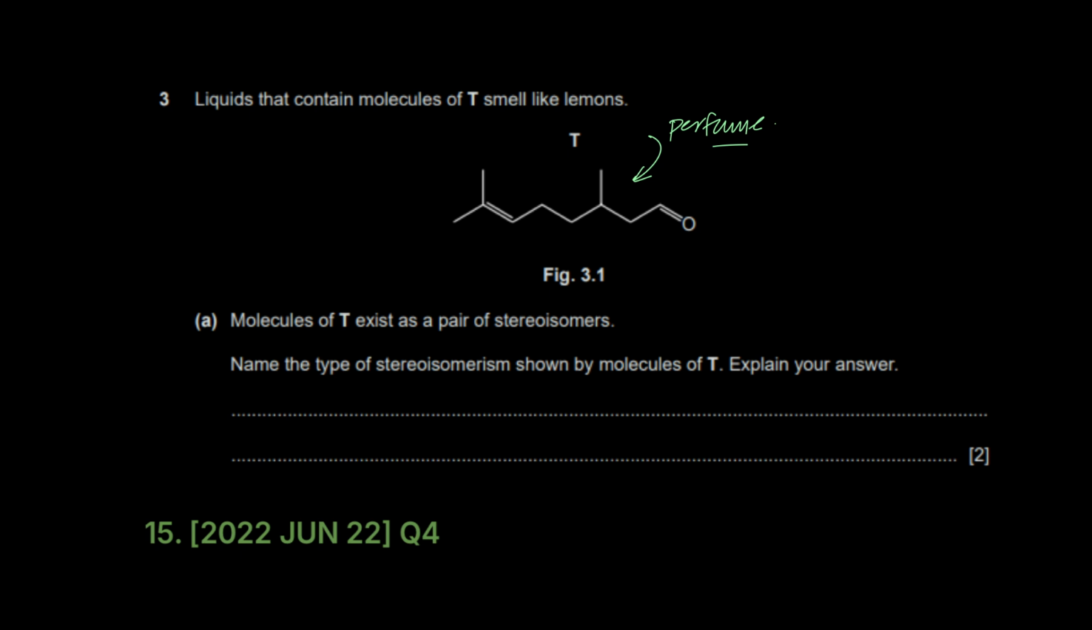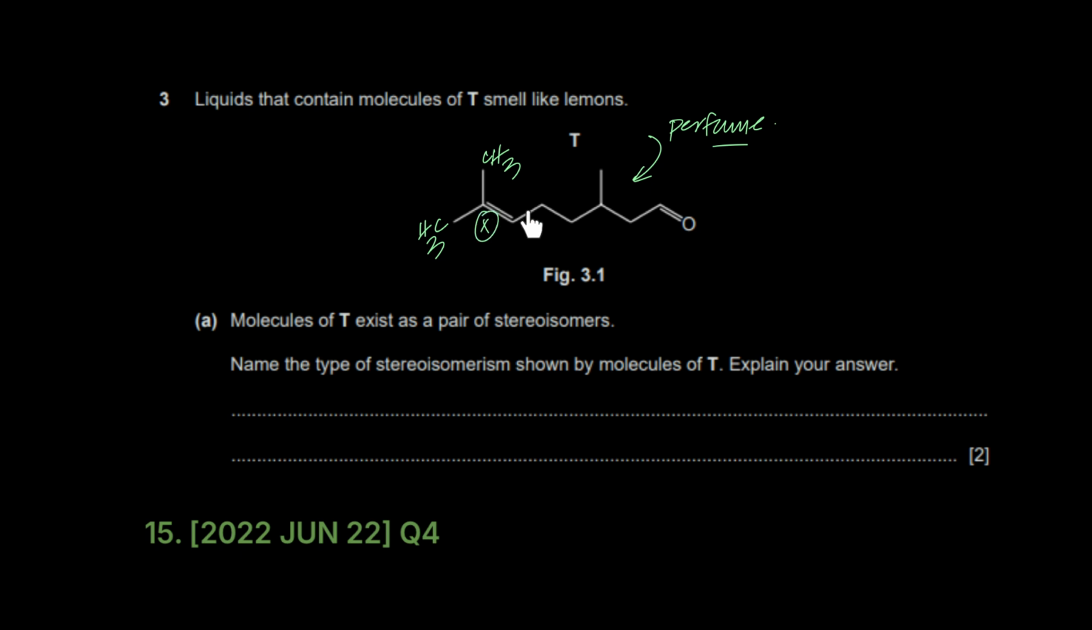Name the type of stereoisomerism shown by molecules of T. Some of you might say, oh sir, it's geometric because there's a double bond. No, it's not geometric. Why? Because this carbon is bonded to the same group of atoms: it's bonded to a CH3 right here and a CH3 right here. So geometric isomerism cannot exist. Which type of isomerism would exist?